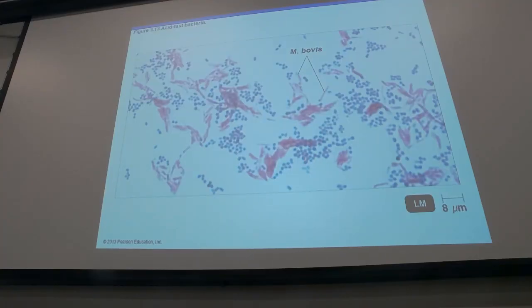And this is how it looks under the microscope. So Mycobacterium bovis, this bacteria is acid-fast, so it will stain red, while these other spheres, or this cocci, is non-acid-fast, so this will stain blue.